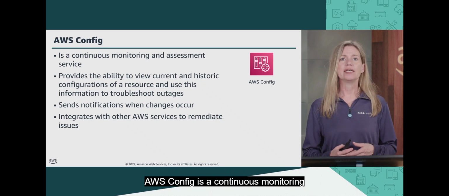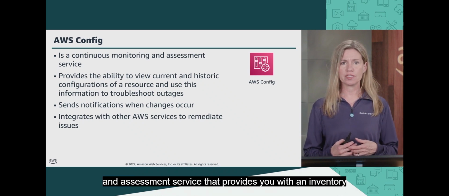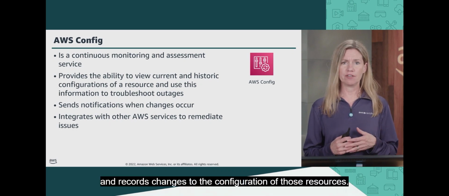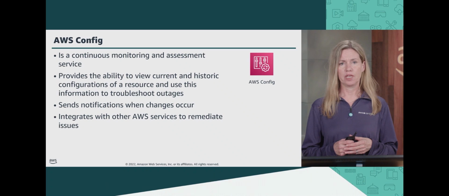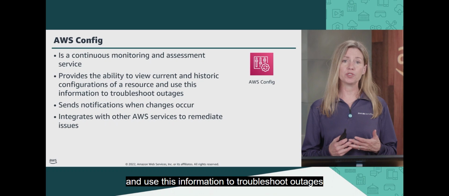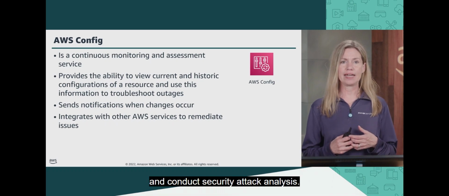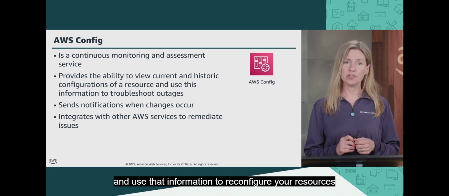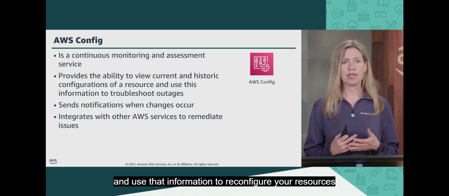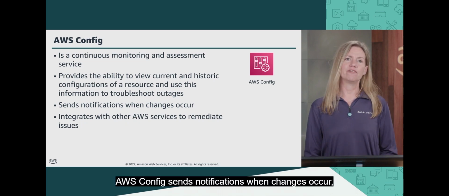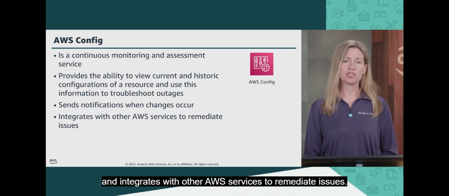AWS Config is a continuous monitoring and assessment service that provides you with an inventory of your AWS resources and records changes to the configuration of those resources. You can view current and historic configurations of a resource and use this information to troubleshoot outages and conduct security attack analysis. You can also view the configuration at any point in time and use that information to reconfigure your resources and bring them into a steady state during an outage situation. AWS Config sends notifications when changes occur and integrates with other AWS services to remediate issues.